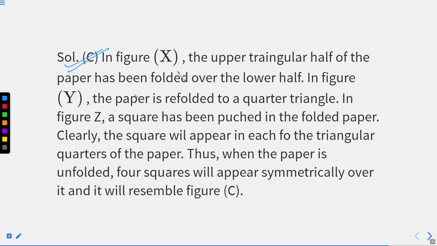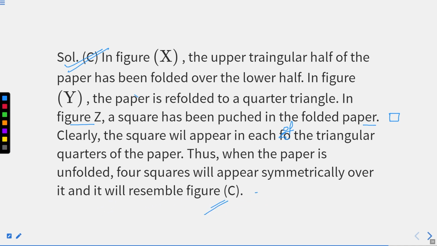Why? In figure X, the upper triangle half of the paper has been folded covering the lower half. In figure Y, the paper is refolded to a quarter triangle. In figure Z, a square has been punched in the folded paper. A square has been punched, right, in this manner. Clearly the square will appear in each triangular quadrant of the paper. Thus the paper when unfolded, with the 4 squares appearing symmetrically over it, will resemble figure C.